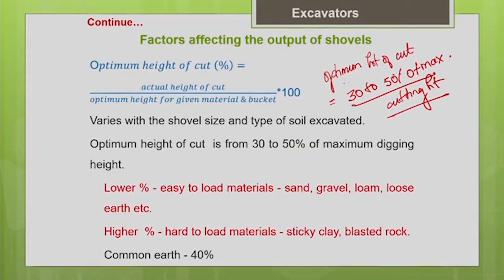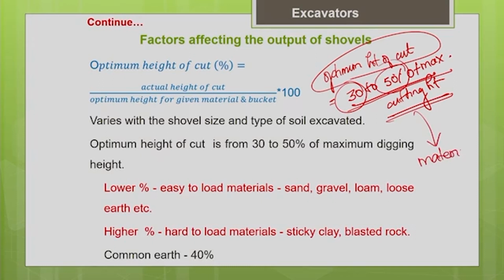Okay, so the optimum height of cut will be 30 to 50% of the maximum cutting height for the particular machine. Now, how to decide whether it is 30% or 50%? That is going to depend upon the material type.